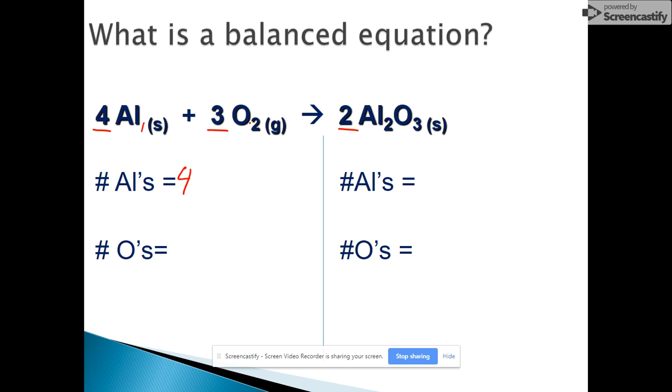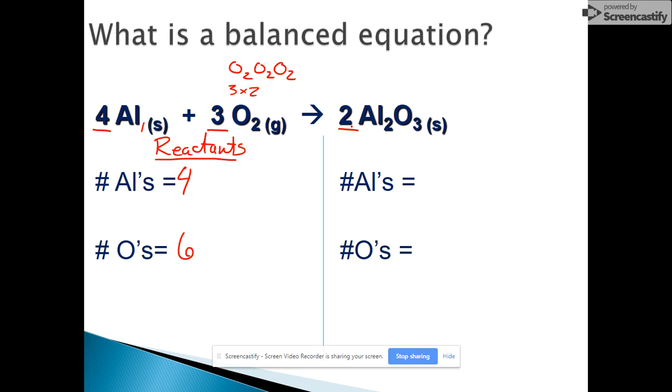For oxygen, we have O2, but there's a 3 in front of it. That means we have O2, O2, O2, which gives us 2, 4, 6. Or you can simply do 3 times 2. This is the reactant side. Let's move over to the product side to make sure that mass hasn't been created or destroyed.